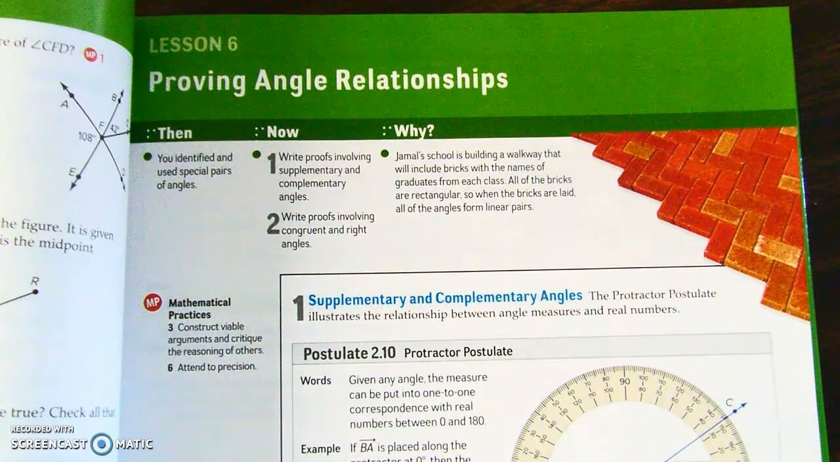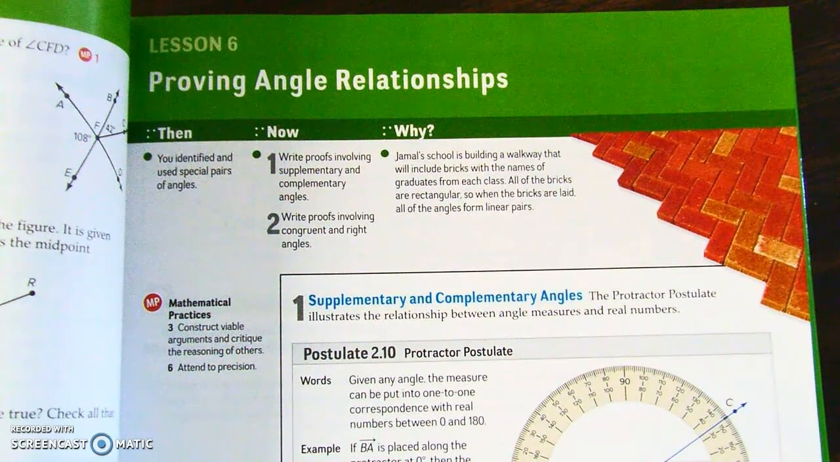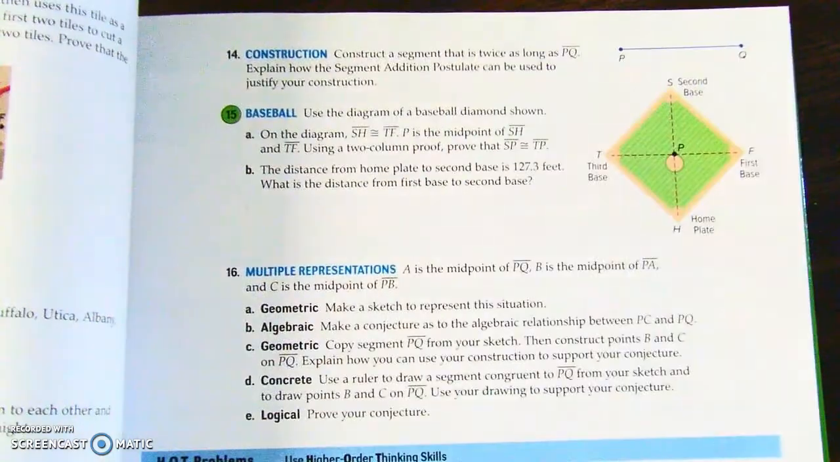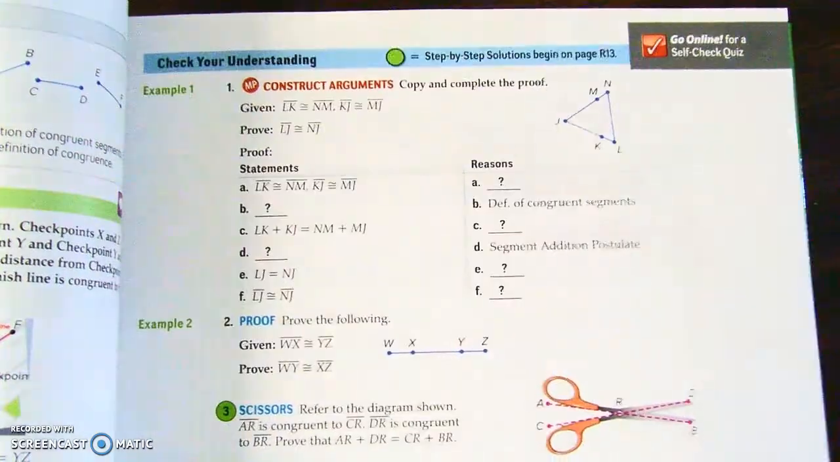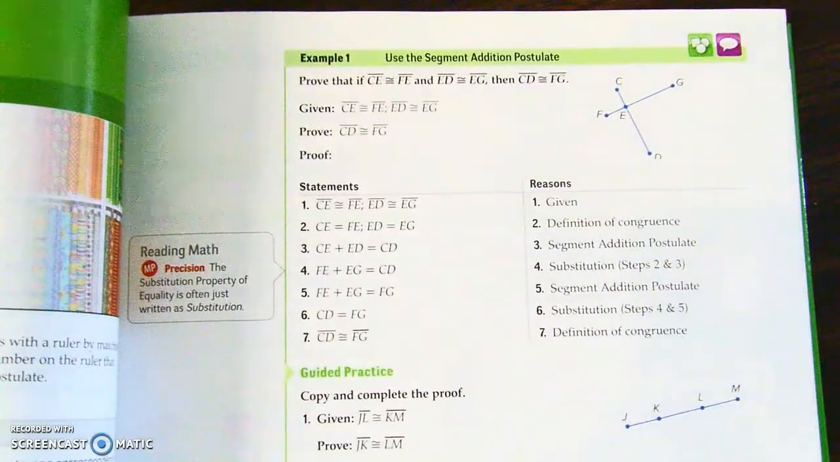All right, my geometry gurus, this is section 2.6, and it continues on pretty much from what we learned in 2.5. Let's review a little bit about 2.5 and the biggest things that we learned, and you're going to do the same thing here. So I'm going to turn back a couple pages here in the book.